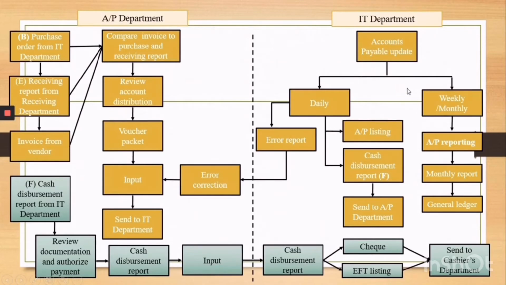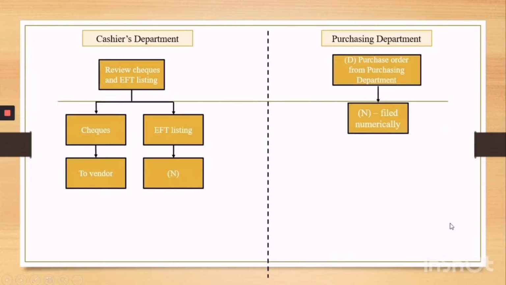So just now, IT department also update their accounts payable weekly or monthly. For this weekly or monthly, the general ledger is the final document. In cashier department, they will review the check and EFT listing. Check is sent to vendor while the EFT listing is sent to purchasing department for them to file the EFT listing. So I'm going to pass the presentation to Shaza Atira. She is going to be explaining about the internal control involved in purchasing process.